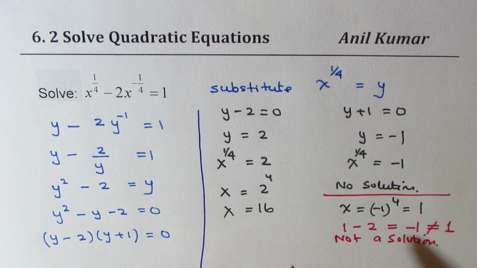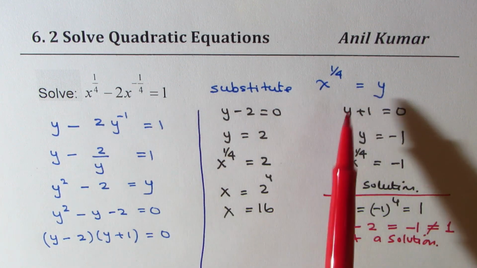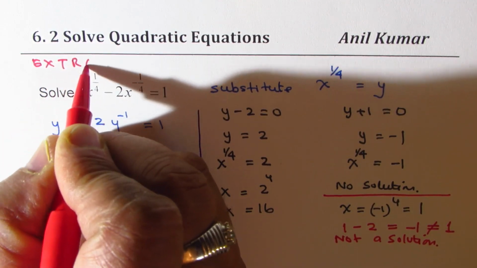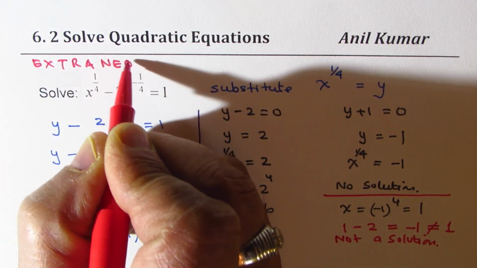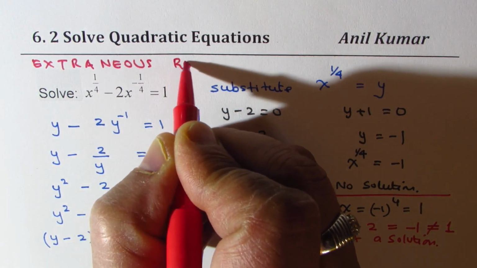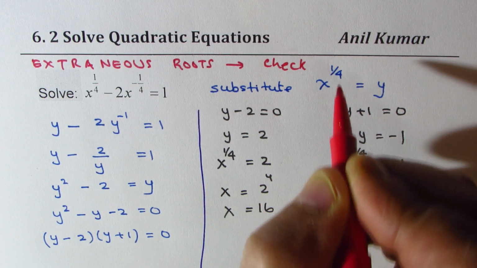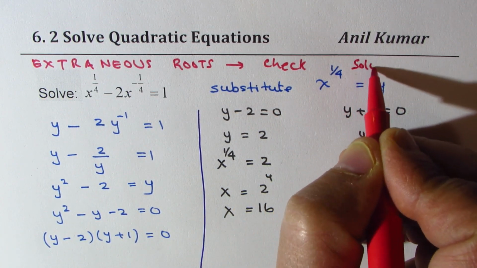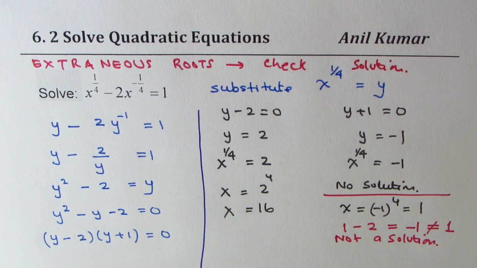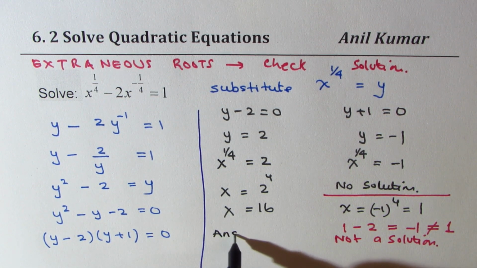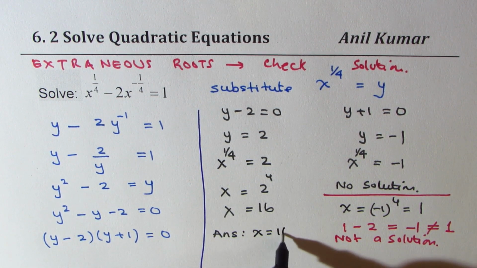So the idea here is that in such cases, you may get an extraneous root. Therefore, you should check the solution. And in this particular case, as you have seen, we have only one answer, which is x equals 16. So our answer here is x equals 16.